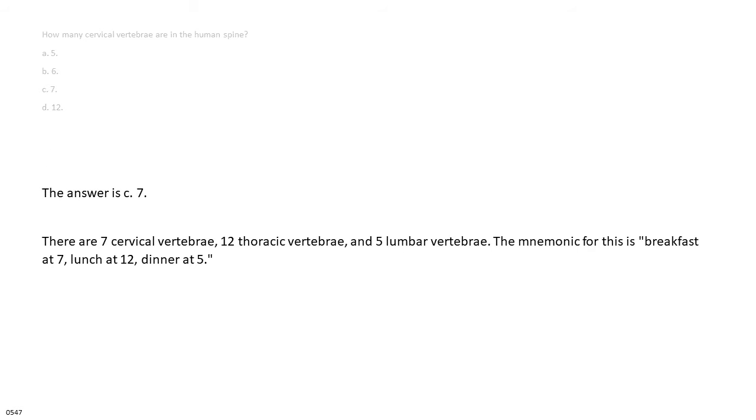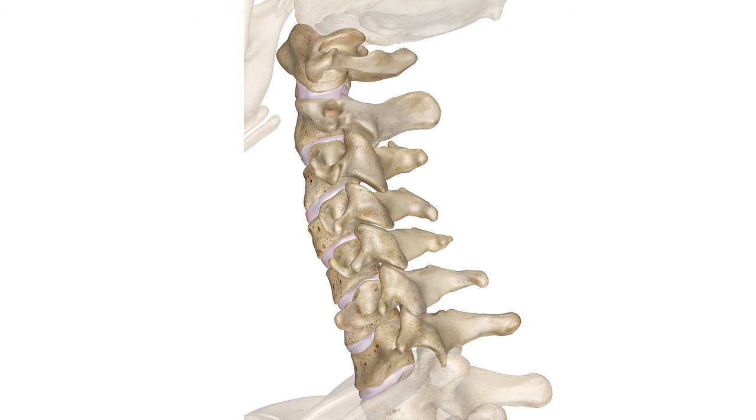The answer is C. 7. There are 7 cervical vertebrae, 12 thoracic vertebrae, and 5 lumbar vertebrae. The mnemonic for this is breakfast at 7, lunch at 12, dinner at 5.